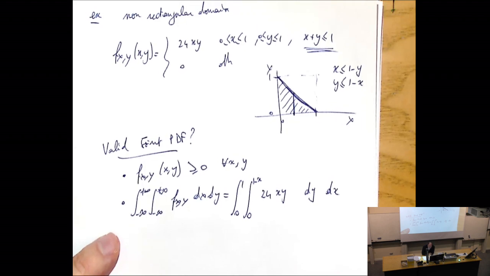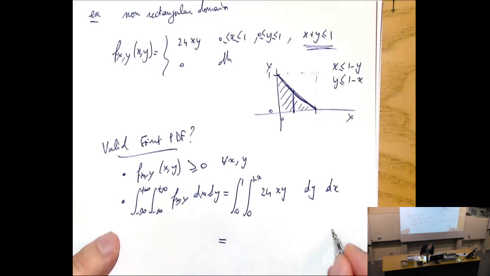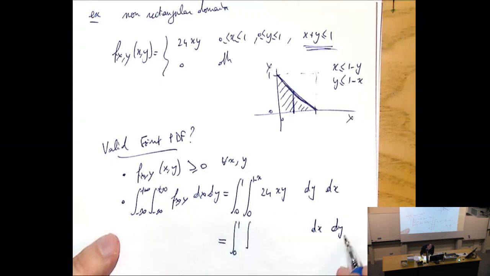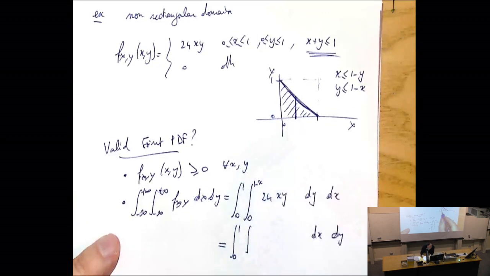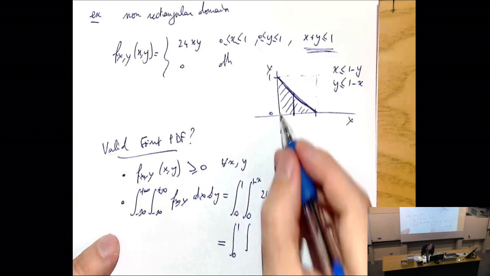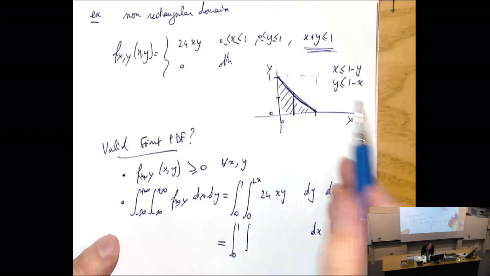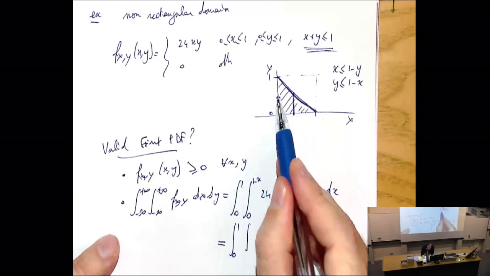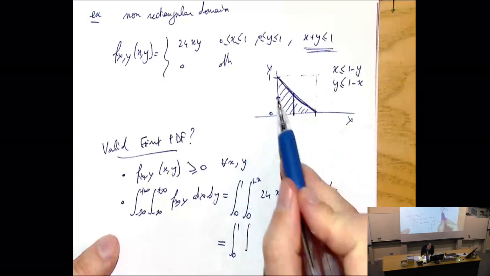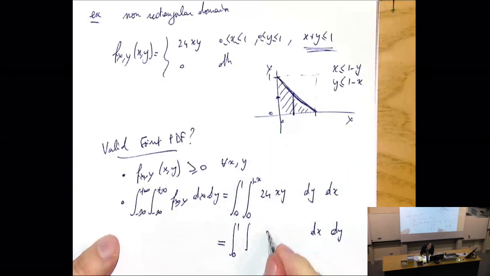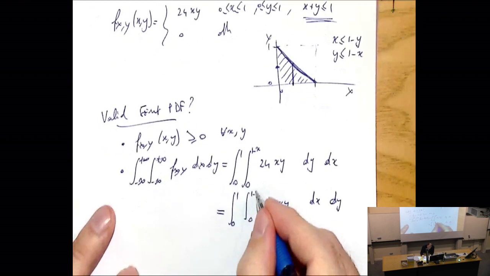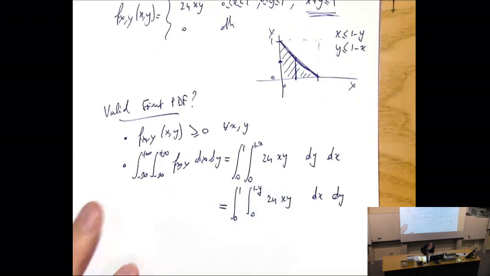You can view it the other way around. You can say, well, I integrate with respect to x first, and then with respect to y. So y will go from 0 to 1. If I fix y here, for instance, x will vary between this point here and this point there. So between 0 and 1 minus y. So I have 24xy, with x between 0 and 1 minus y.